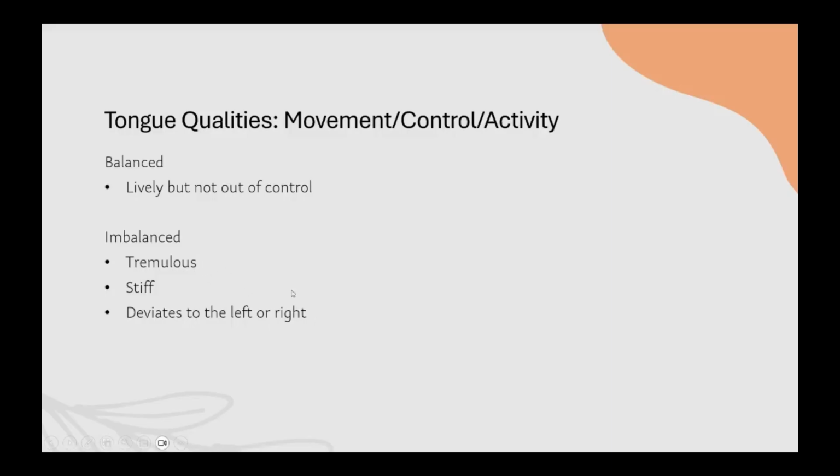More common to see a tremulous tongue. That's a sign usually of a spleen Qi deficiency. So like I was saying before, a really common thing in our culture.